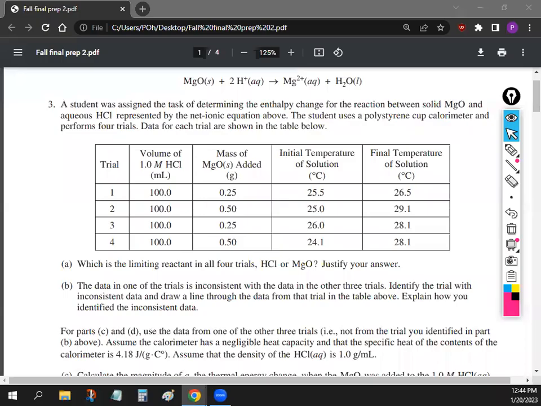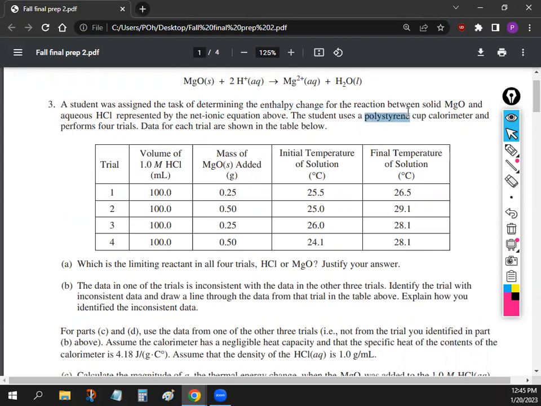Alrighty, guys. So we have this reaction right here. Let's pretend you guys are doing this. You got assigned the task of determining the enthalpy change. Enthalpy, you should automatically notice that it's about heat, right? Okay, so reaction between solid MgO and HCl. And this is the net ionic equation right here, okay?